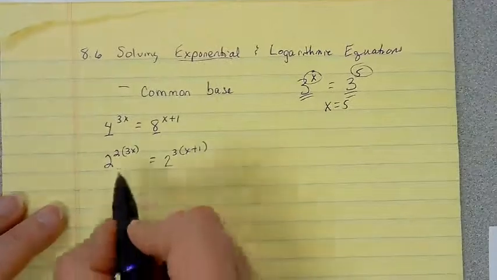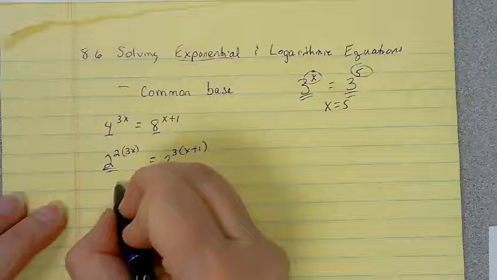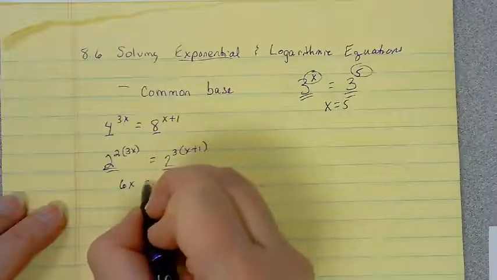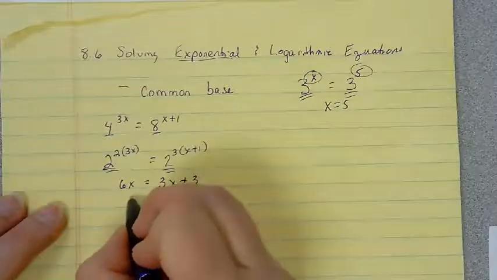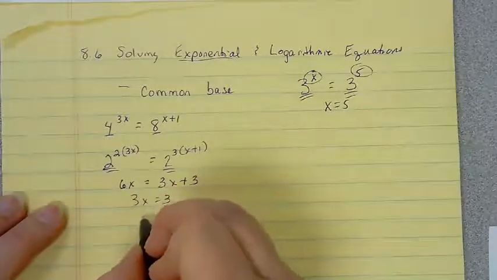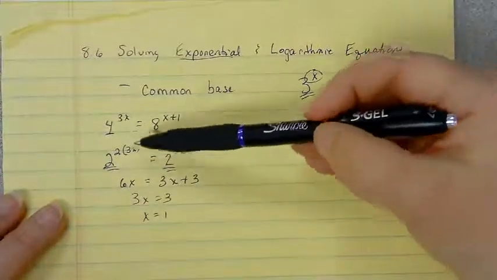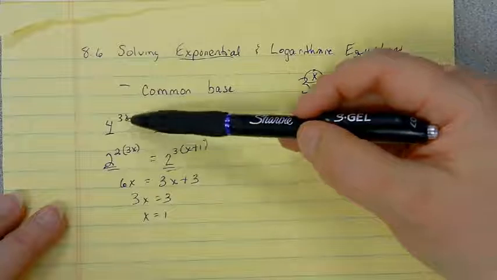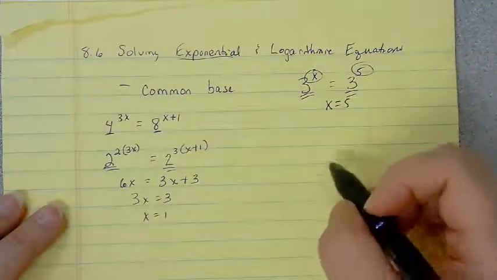So since I was able to get both of these to be base 2, then I know that 2 times 3x, which is 6x, is equal to 3x plus 3. So 3x equals 3, so x equals 1. 1 is the only solution. It's the only number that I could go back and put in for x on both sides, and that would make this a true statement. Okay, let's do another one.